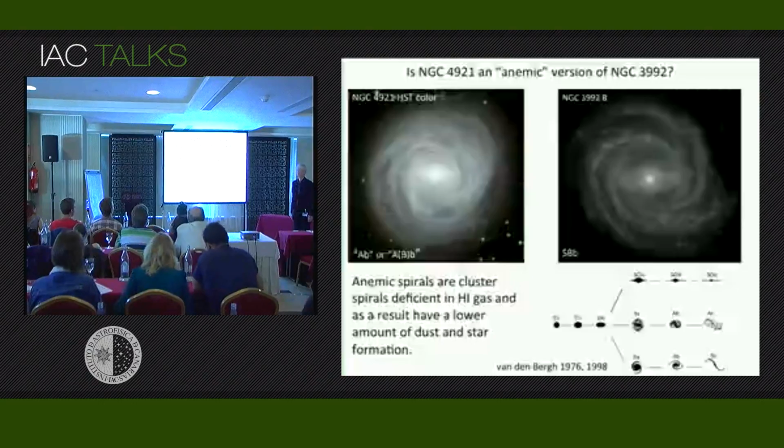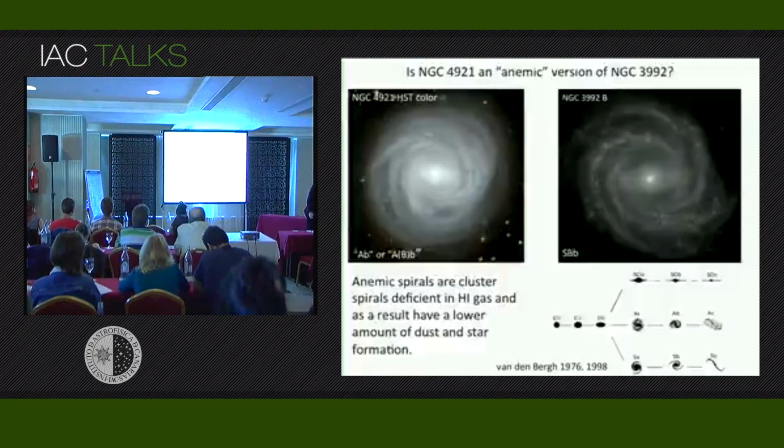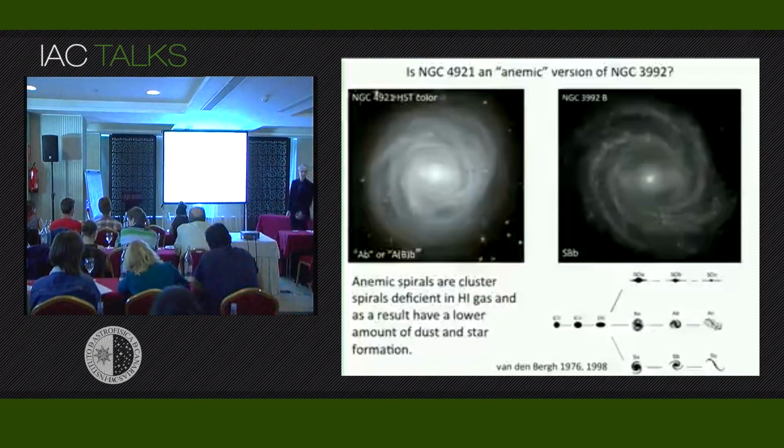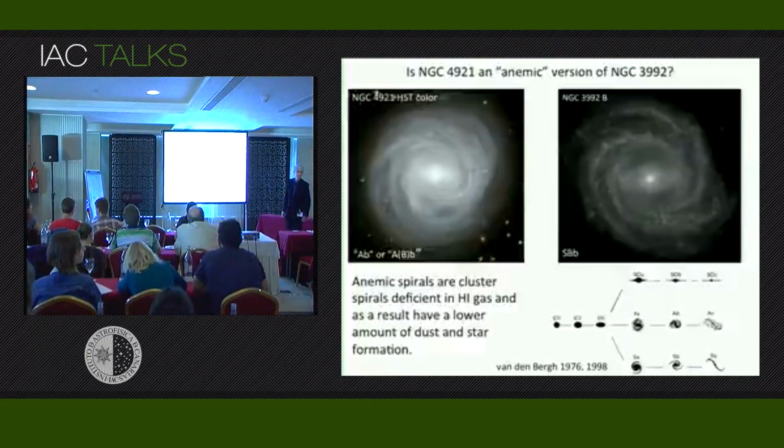cluster. It's not nearly as dense. An anemic spiral is just a cluster spiral that's deficient in H1, not necessarily truncated, but deficient in H1. And because of this, they have a lower amount of star formation and dust. And they're relevant to the Vandenberg parallel sequence classification, where he put S0s on a sequence parallel to spirals in the Hubble tuning fork.